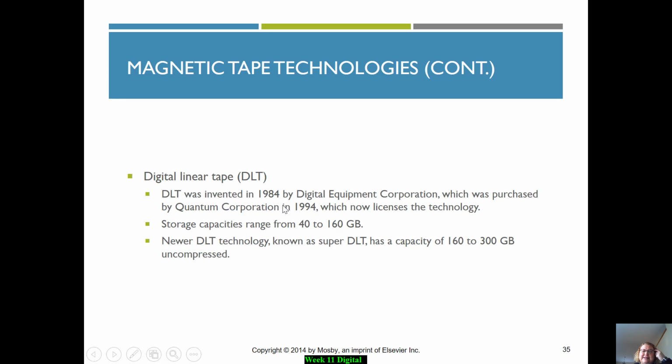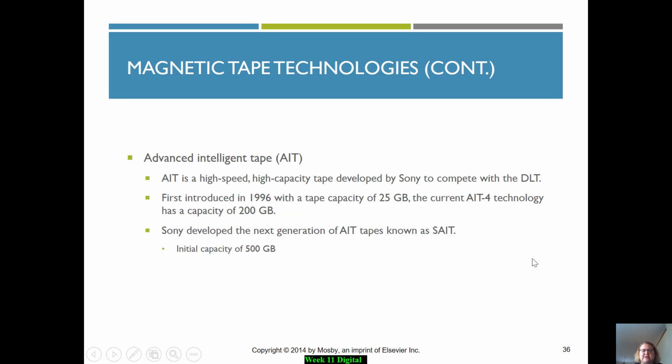This was invented in 1984, and it was licensed in 1994. The storage capability was 40 to 160 gigabytes. But like I said before, we're moving to terabytes now because we have a lot more images. Think about when you do a CT, how many images. There could be up to 500 images or more on one patient that needs to be stored. So the gigabyte doesn't give us much storage.